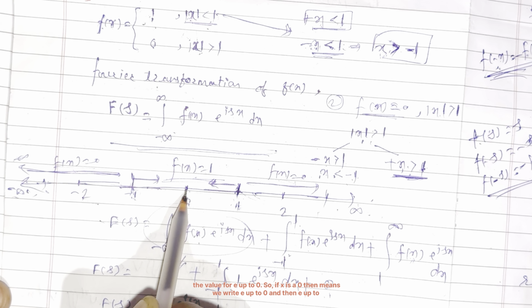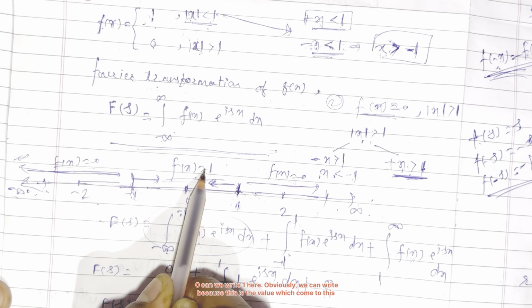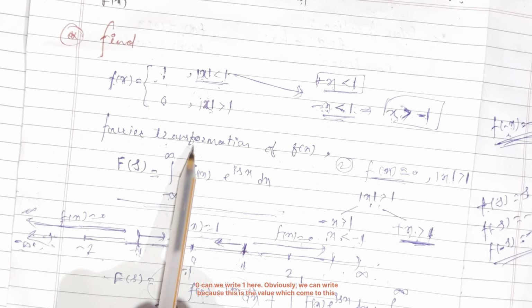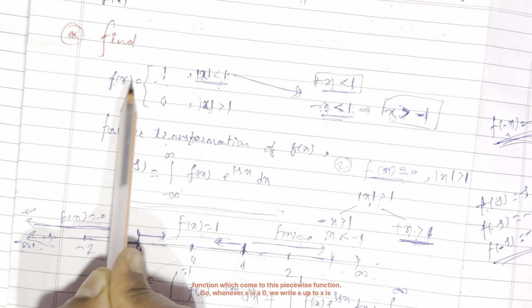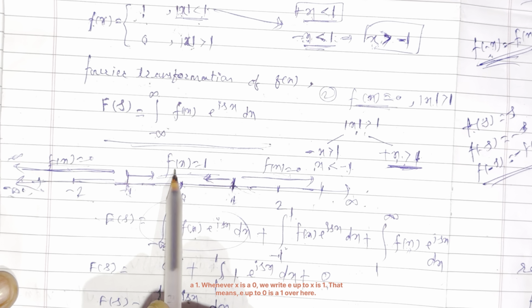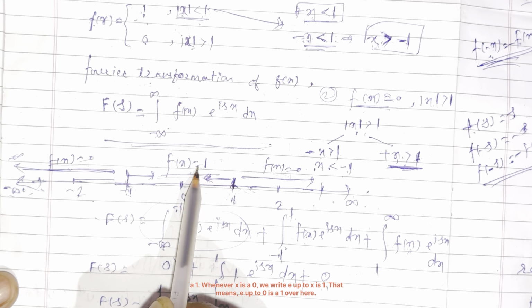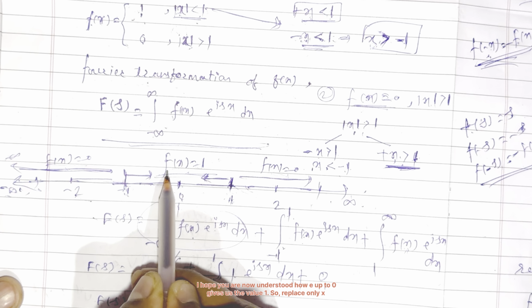So if x is 0, then we write f of 0, and can we write that as 1? Yeah, obviously we can, because this is the value that comes to this piecewise function. Whenever x is 0, we write f of x is 1. That means f of 0 is 1 over here. I hope you all have understood how f of 0 gives us the value 1.